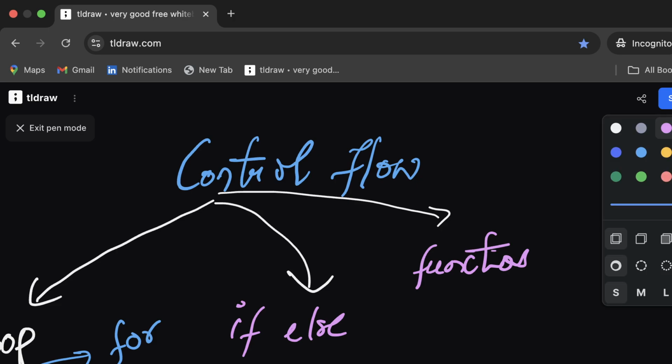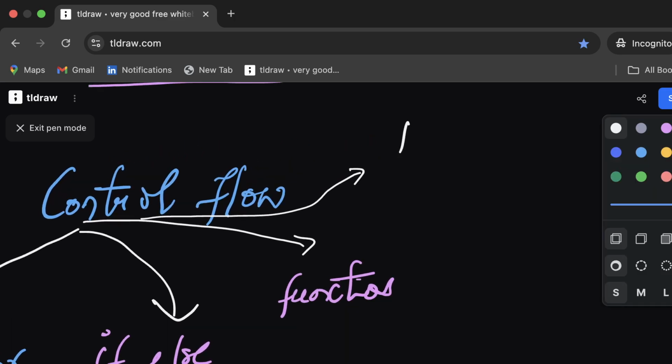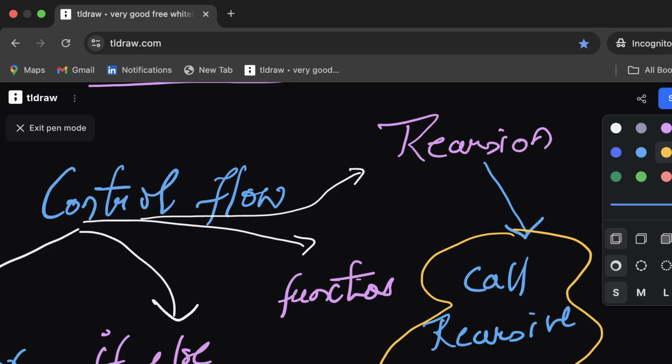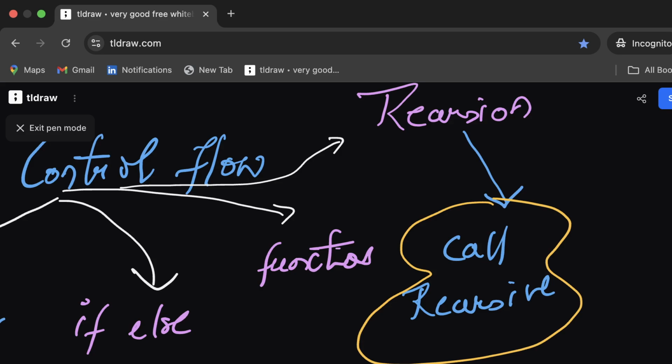One more way to achieve control flow is by using recursion, right? Now recursion is a bit different. You decide what the next operation is going to be executed based on the recursive call that we make. The function we call in that recursive call is what defines the next thing that is going to be executed, right? So this is one way to achieve control flow.